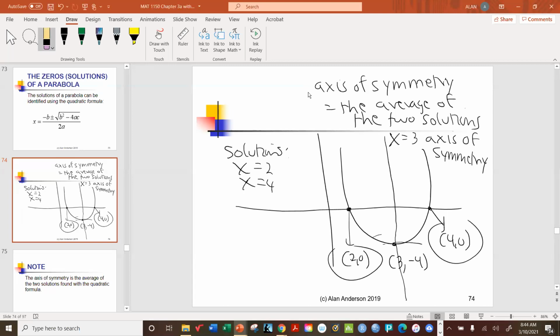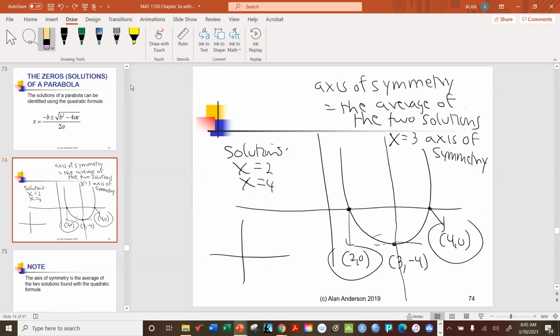Which part do you want? How did you describe the axis of symmetry? Did you say that it was easier when using the quadratic formula? Well, what I'm saying is that in order to find the axis of symmetry, if you're going to find the solutions anyway, you don't need to separately calculate the axis of symmetry, because it is simply the average of the two solutions.